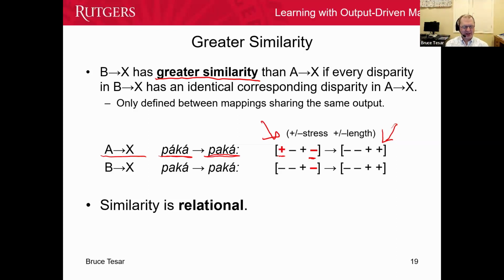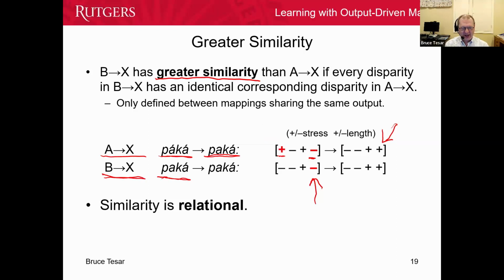We say A goes to X. If we look at B goes to X, where it's the same output but a different input, in this case, there's only one disparity. And crucially, it's an identical corresponding disparity to the one between A and X. So both of them lengthen the second vowel. It's short underlyingly, and it's long in the output.